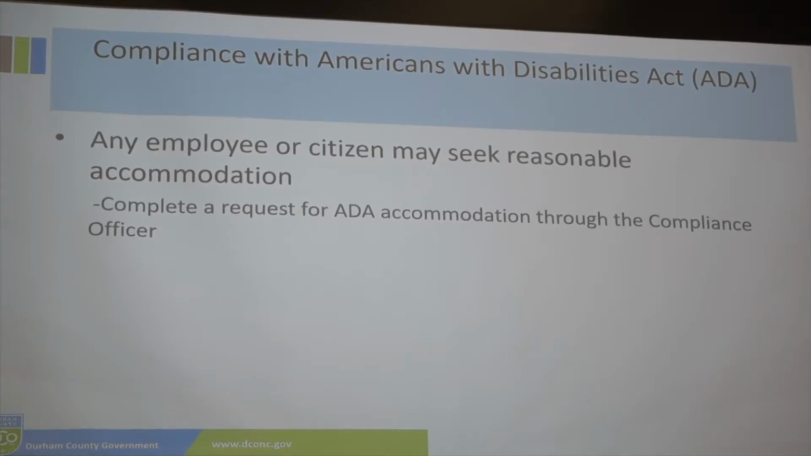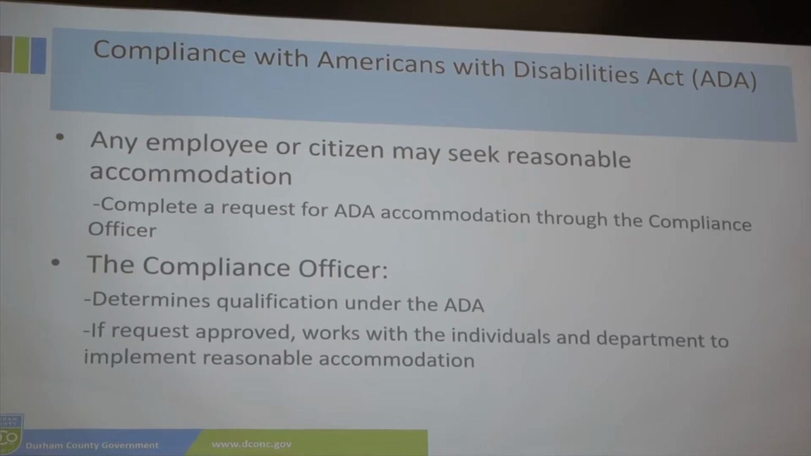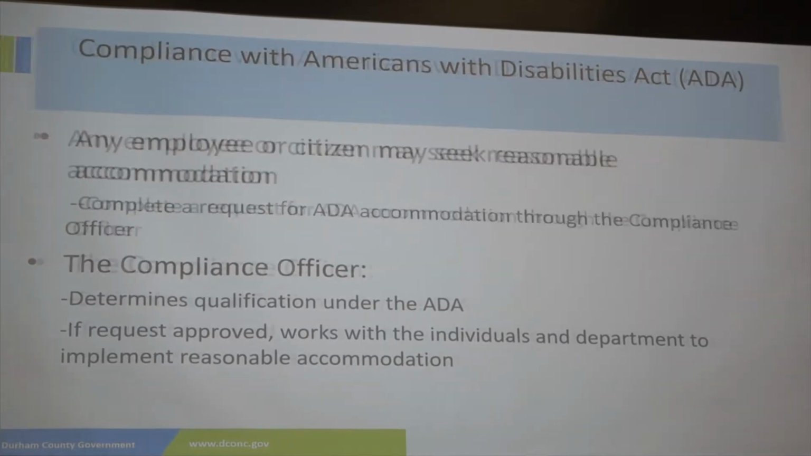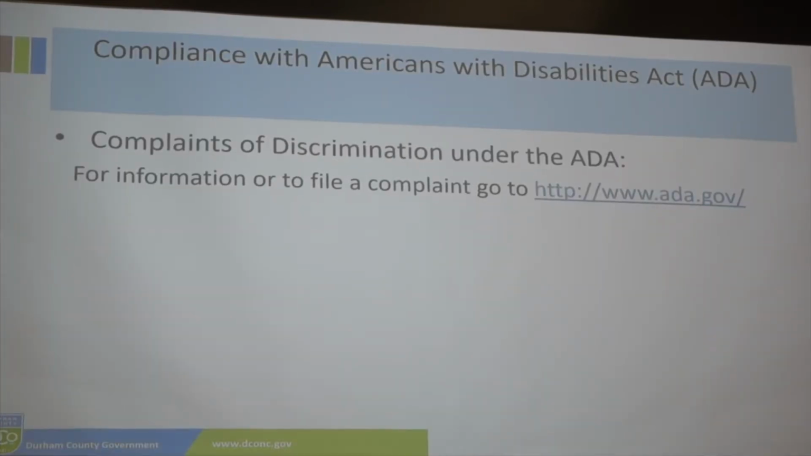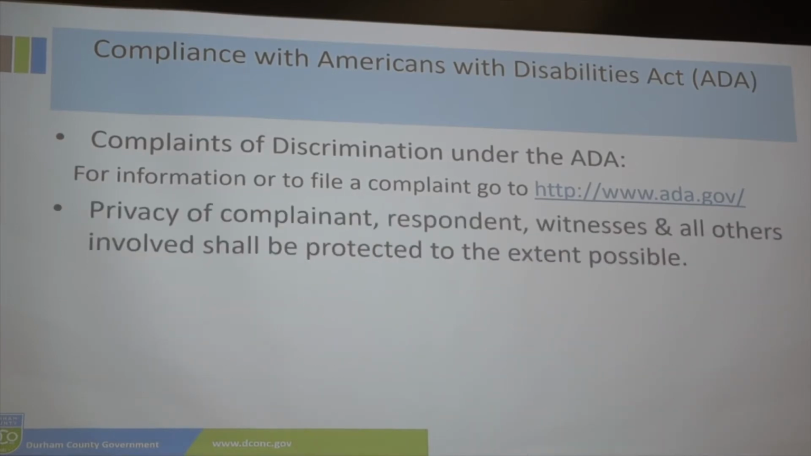The Americans with Disabilities Act, any employee can seek a reasonable accommodation. You can request ADA accommodation through the compliance officer. This is through HR. And that compliance officer has to determine if your request qualifies under the ADA. And then if they think that it does, they will follow through with getting you what you need in order for you to do your job. Complaints can be filed under ada.gov.